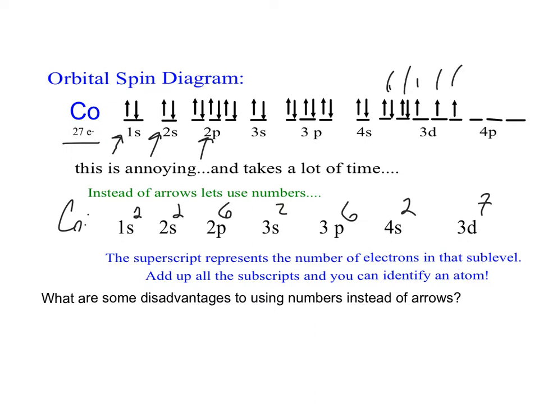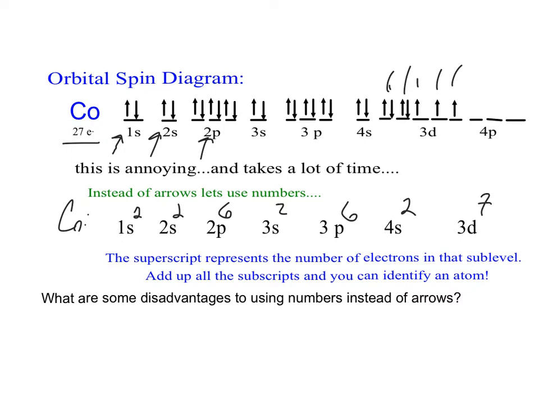So instead of having to write every single one of those lines, every single one of the boxes, every single one of the arrows, making sure they're all up and down, you can actually just use numbers instead of arrows. We call this an electron configuration. It's a shortcut version of your orbital spin diagram. Your superscripts, which are those exponents there, represent the number of electrons in the sublevel. And if you were to add up all those superscripts, you can identify the atom.